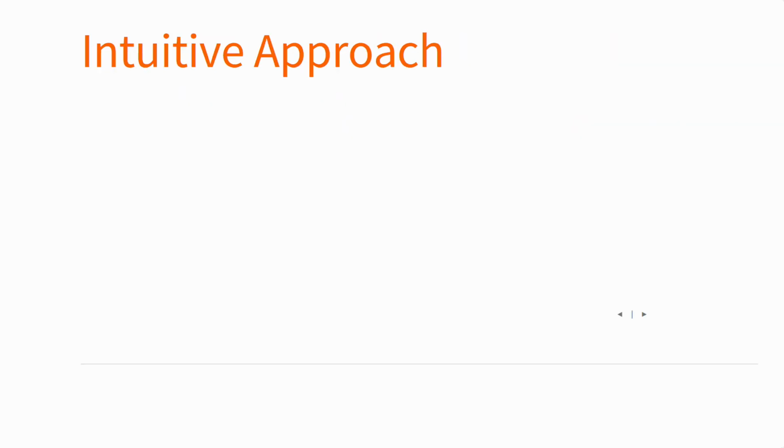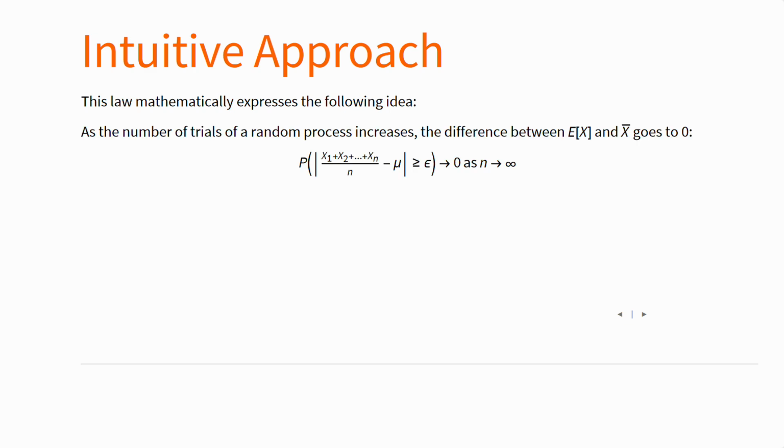That's a lot of notation though, so let's approach it intuitively. The weak law of large numbers is essentially this. As the number of trials of a random process increases, the difference between the true expectation and the mean of the sequence gets smaller and smaller.